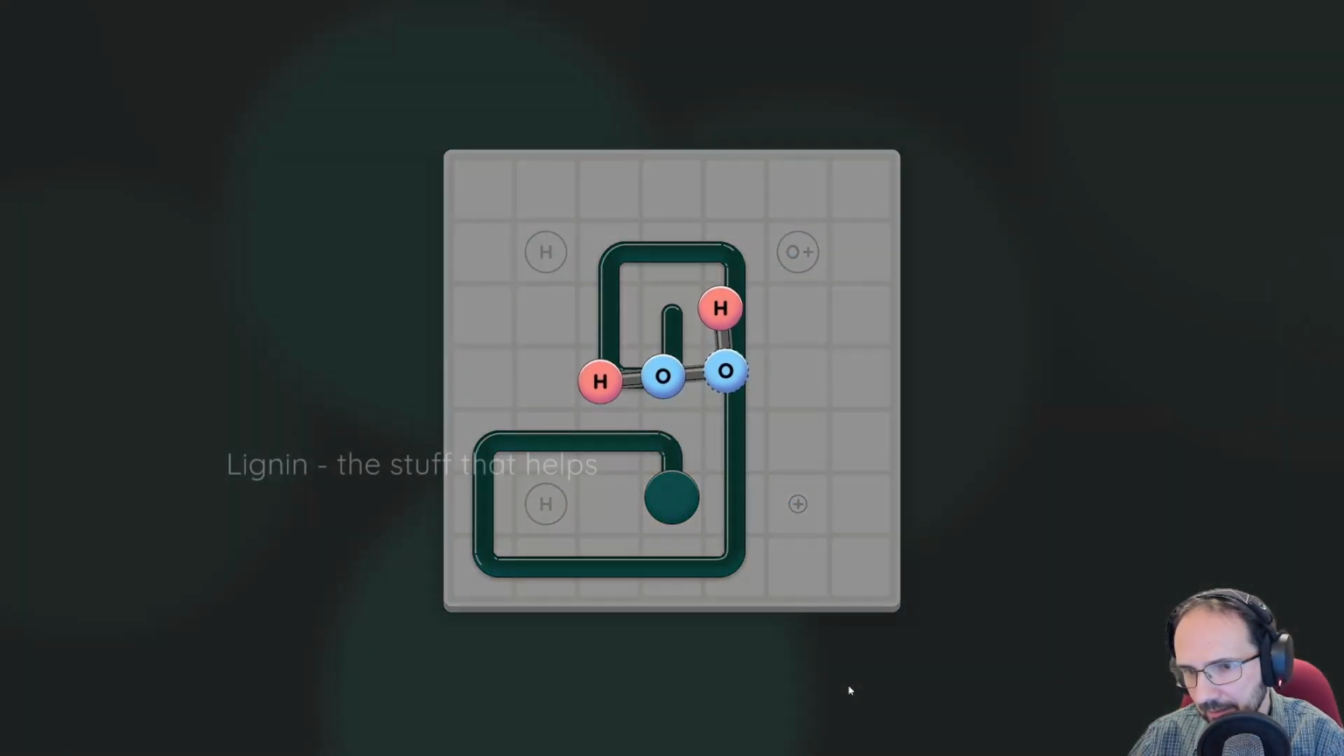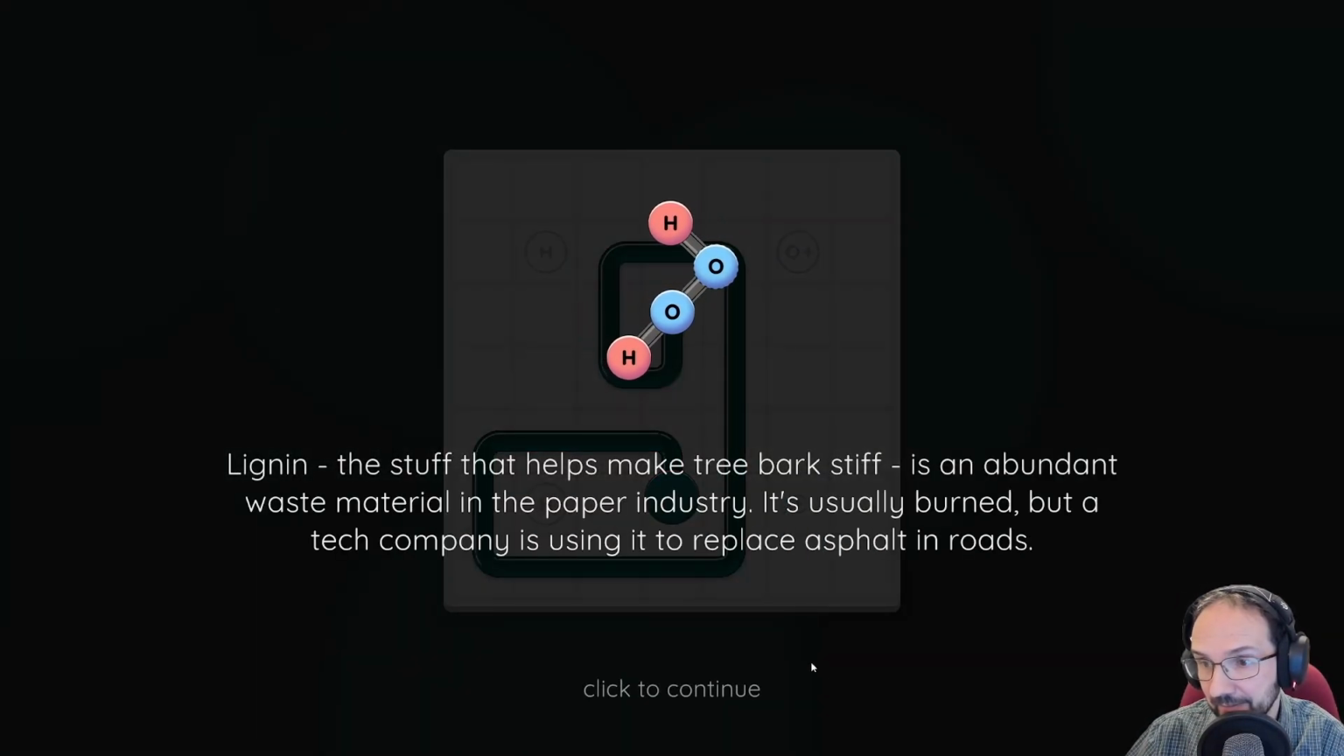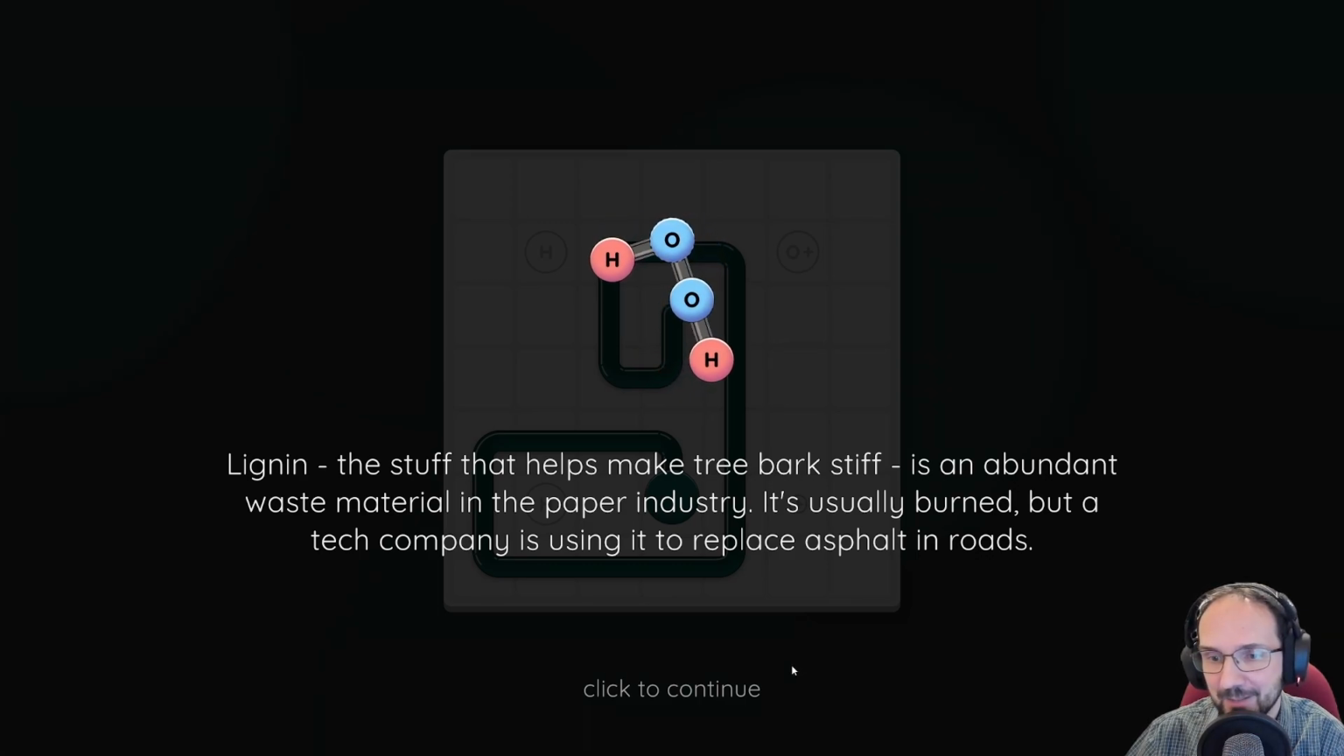Yes. Done. Okay. Lignin, the stuff that helps make tree bark stiff, is an abundant waste material in the paper industry. It's usually burned, but a tech company is using it to replace asphalt in roads.